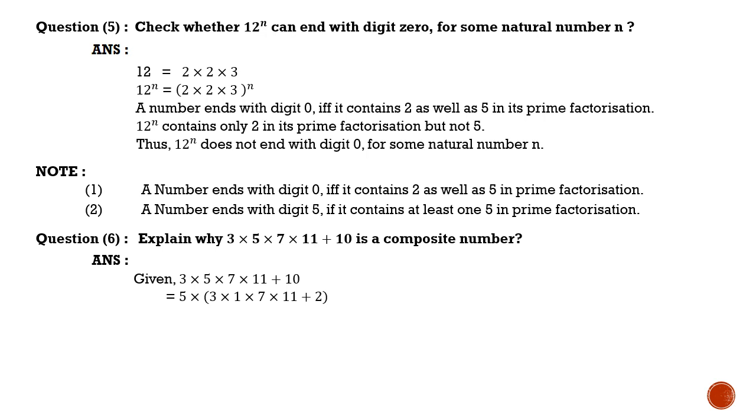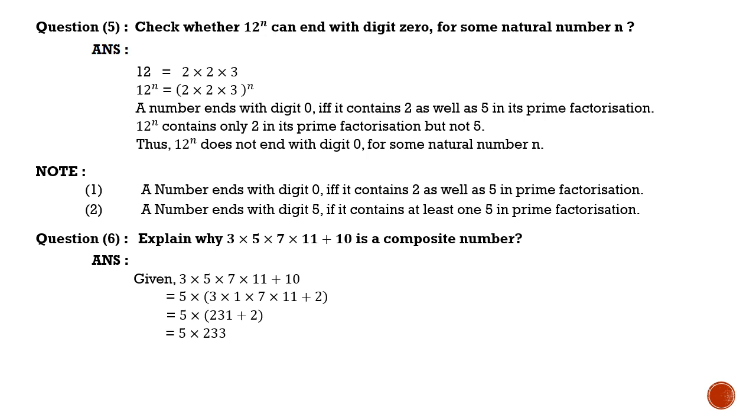So we have taken out 5 multiplied by, inside the bracket, 3 into 1 into 7 into 11 plus 2, which remains in place of 10. In the next step, the multiplication of 3 into 1 into 7 into 11 will give us 231 plus 2. Next we can write, this is nothing but 5 into 233.